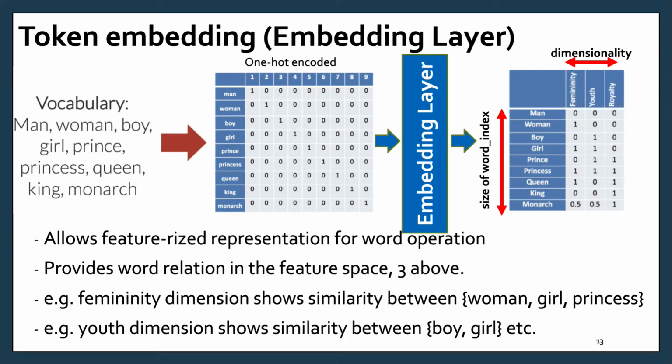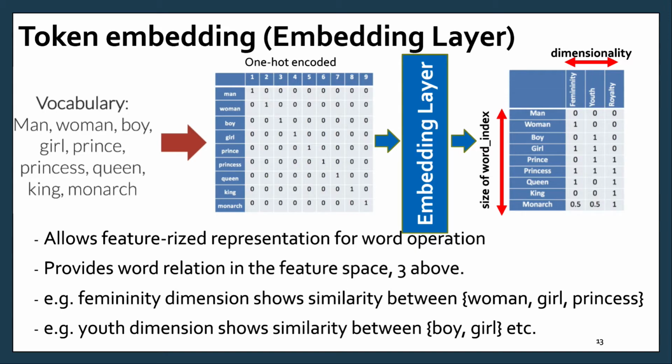And now with the embedding layer, we have the vocabulary. Let's say we have man, woman, boy, girl, prince, princess, queen, king, monarch, and that becomes translated to a matrix, which we have using the one hot encode, right? As you can see, you have the binaries, ones and zeros, and you have the words and the index. Now, once we head on to the embedding layer and create this new dimension, we are able to get features out of it.